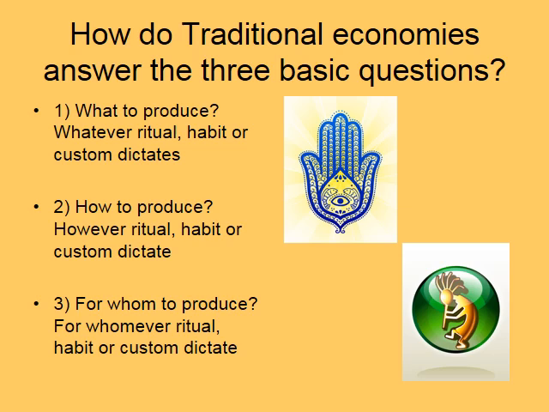So if you come from a family of fishermen, chances are you're going to fish. That's going to be what you produce. How are you going to do it? You might use the same materials, the same fishing poles, the same strategies for fishing that your ancestors, that your parents and grandparents have all used. And who are you catching the fish for? You might bring them to the same markets that your family has always sold fish at.